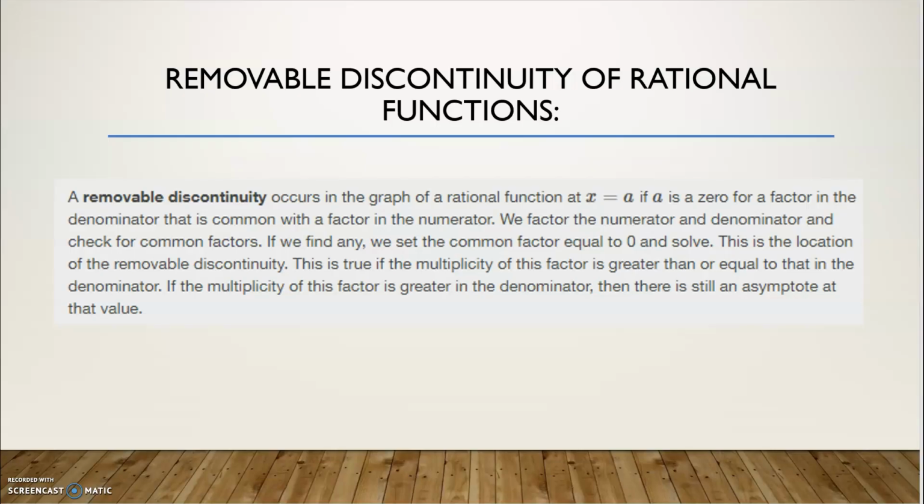Now, a removable discontinuity of a rational function occurs in the graph at x equals a if a is a zero for a factor in the denominator that is common with a factor in the numerator. Meaning, if you can cancel out that factor, then hey, you've got a removable discontinuity, which is a really fancy way of saying, hey, you've got a hole there. So when you factor the numerator and denominator and check for common factors, if you have any, then we set the common factor equal to 0 and solve. This is the location of the removable discontinuity, or the hole.